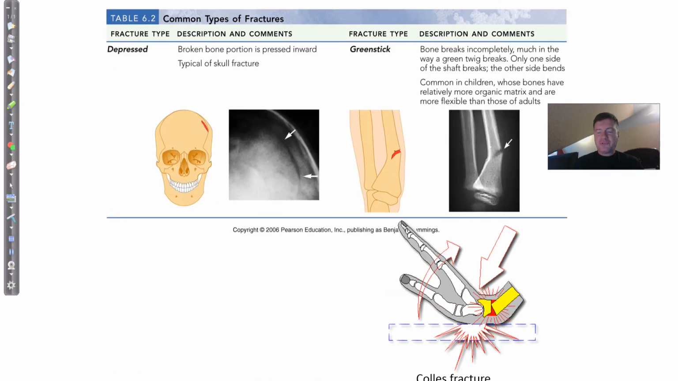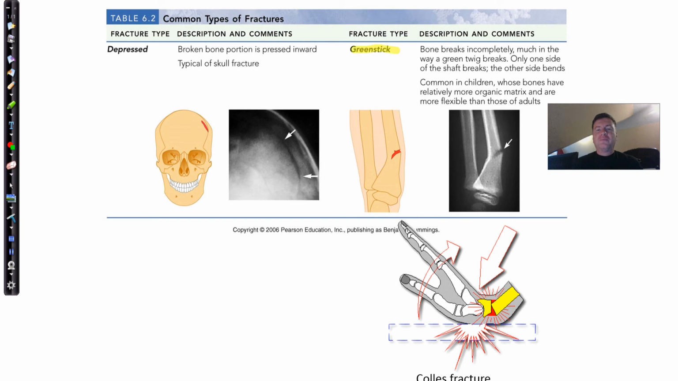A few more types we should look at quickly here. Depressed is a very common term for bone fractures. Whenever the bone is pushed inward, we see this typically of skull fractures. If someone's hit in the head, then a part of the bone may get pushed in. The whole parietal bone may not get pushed in, for example, but a chunk of it might, and that would be a depression fracture.